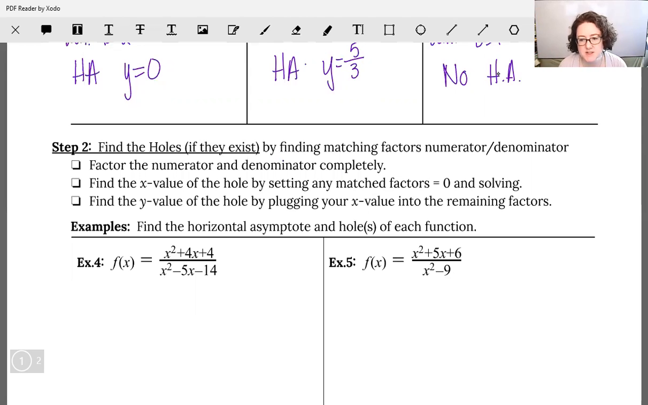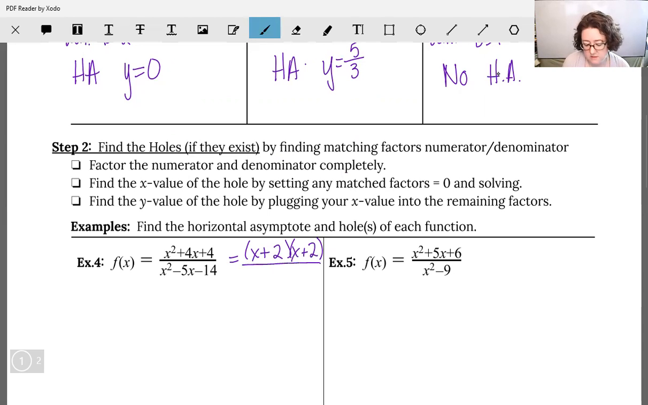So let's look at our first example. Our function is (x squared plus 4x plus 4) over (x squared minus 5x minus 14). The first thing we want to do is factor this out. Again, both of these have a leading coefficient of 1, so pretty straightforward factoring. We know we have to have an x and an x. And for 4, we can do positive 2 and positive 2, which will get us to that middle term of 4x.